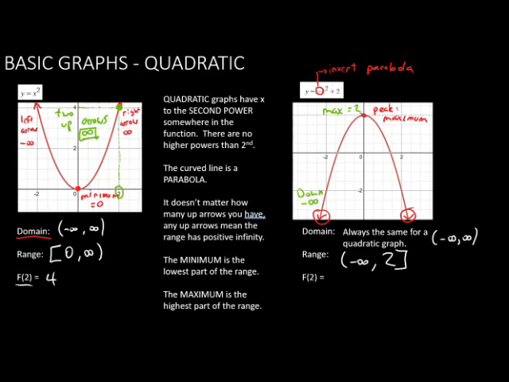Now for the question f at 2, let's circle where 2 is on the x-axis, draw a dotted line downward, and then read the y value where that crosses the graph. The y value, we can see, is negative 2, so f at 2 will equal negative 2. So this is how we find domain and range for and evaluate quadratic graphs.